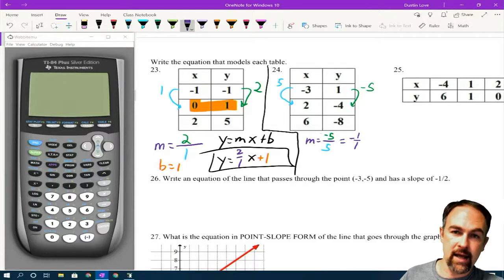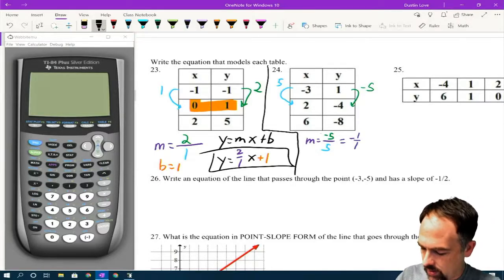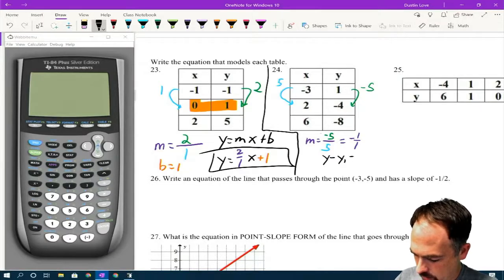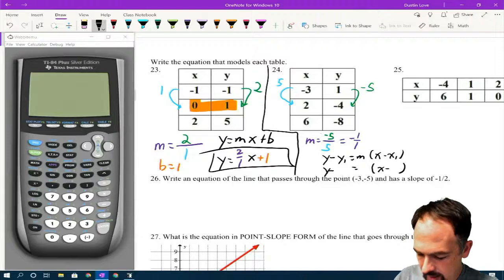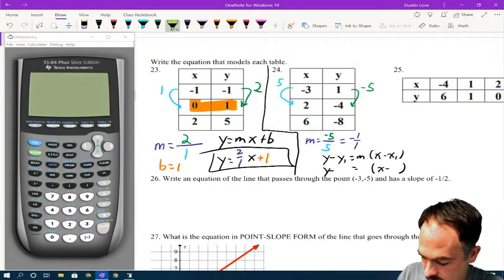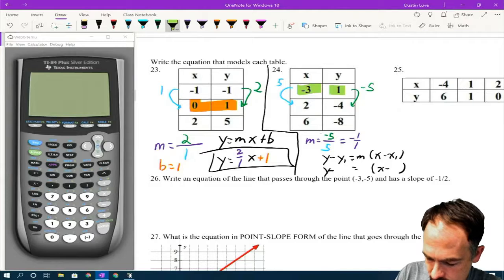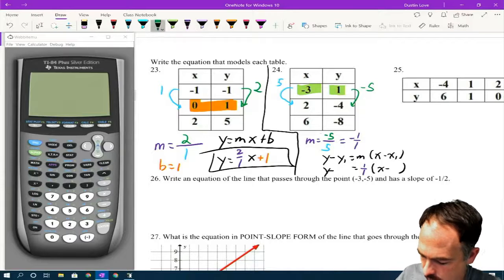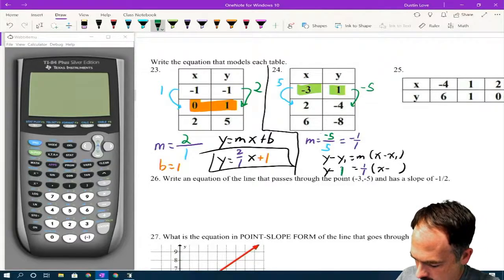Now, I don't have a y-intercept here because there is no x equals 0. So I'm using just y minus y1 equals m times x minus x1. Let's go ahead and scaffold that problem out. And pick any point you want. I'm going to choose -3 and 1. So my slope is -1 over 1, and my y1 is 1, my x1 is plus 3.